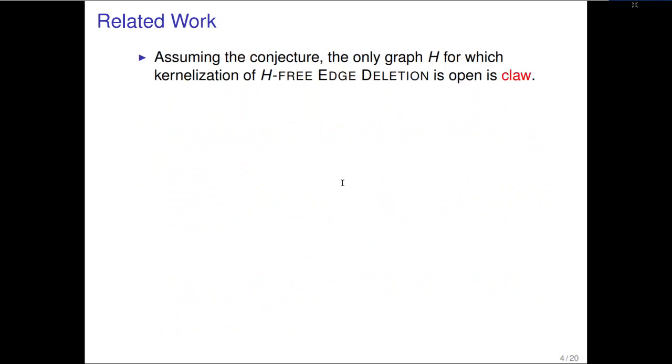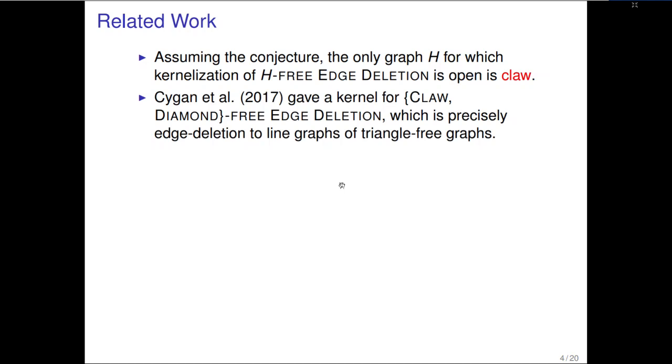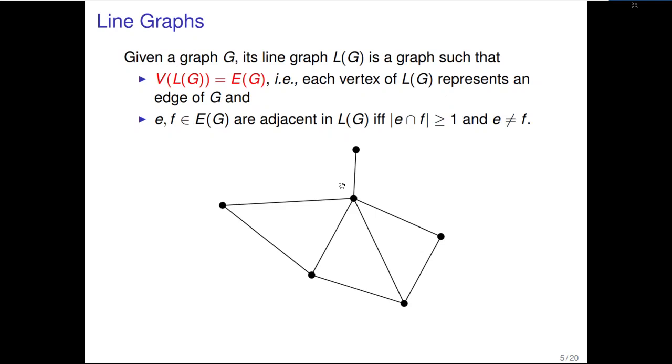And given this conjecture, and also some other results that I don't mention here on kernelization, the last graph of size at most 4 that is still unresolved is the claw, or K_{1,3}. This is actually a relatively long open-standing problem, and several researchers studied some subclasses of claw-free graphs. Tsur et al. in 2017 gave a kernel for claw and diamond-free edge deletion, which is actually precisely edge deletion to line graphs of triangle-free graphs, and we basically extend this result to line graphs of any graph. Okay, so what is a line graph?